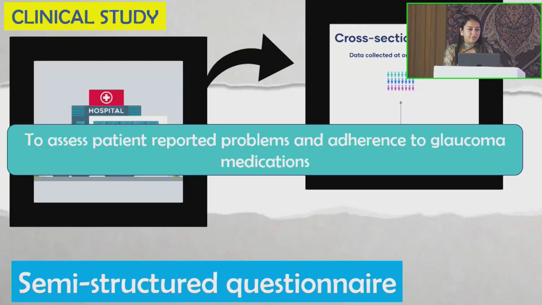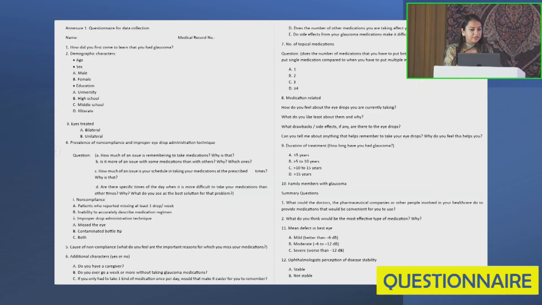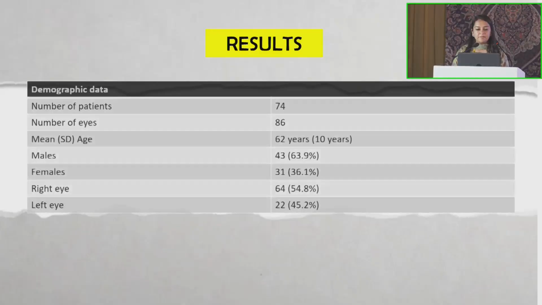To validate and see how efficacious this is, we conducted a hospital-based cross-sectional study among primary open-angle glaucoma patients, age above 18 years, and we used a semi-structured questionnaire to assess the reported problems in adherence and other problems, if any. So this is the questionnaire we used. It has many pointers like demographic data, number of eye drops they're using, bilateral or unilateral, what is the main problem of non-adherence, and age group and other factors. So here's the demographic data.